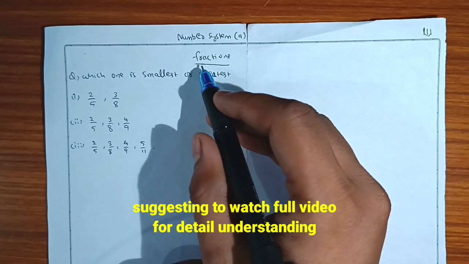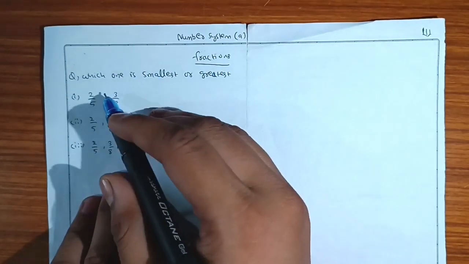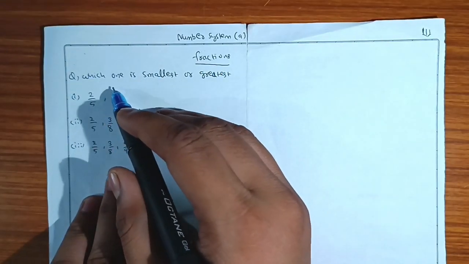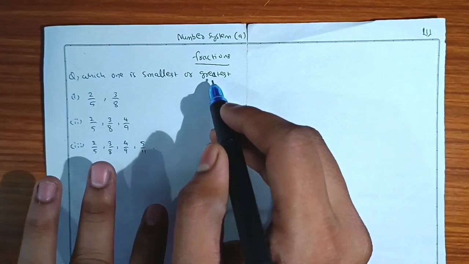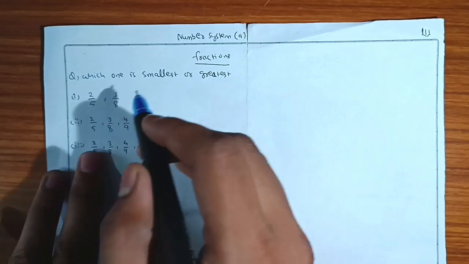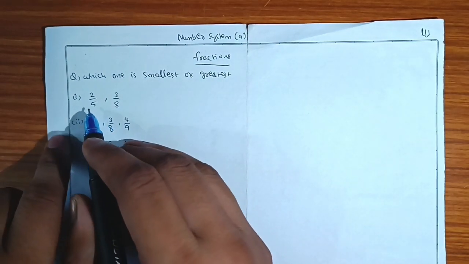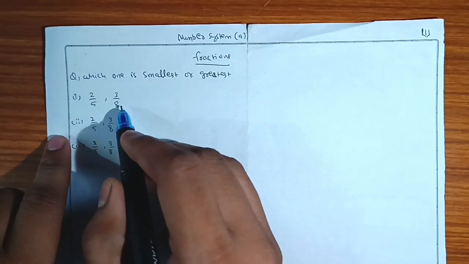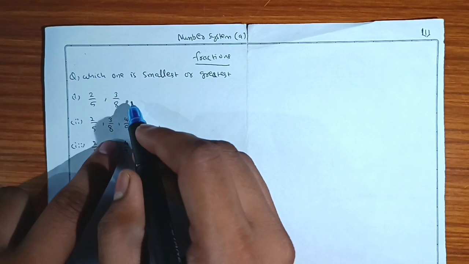In this video, we are going to see the topic fractions in the Aptitude series. At the very first, I have taken a first question: which one is smallest or greatest among the fractions we need to find. So at the very first, we have the question like 2 by 5, 3 by 8. Among this, we need to find which one is the smallest or which one is the greatest.